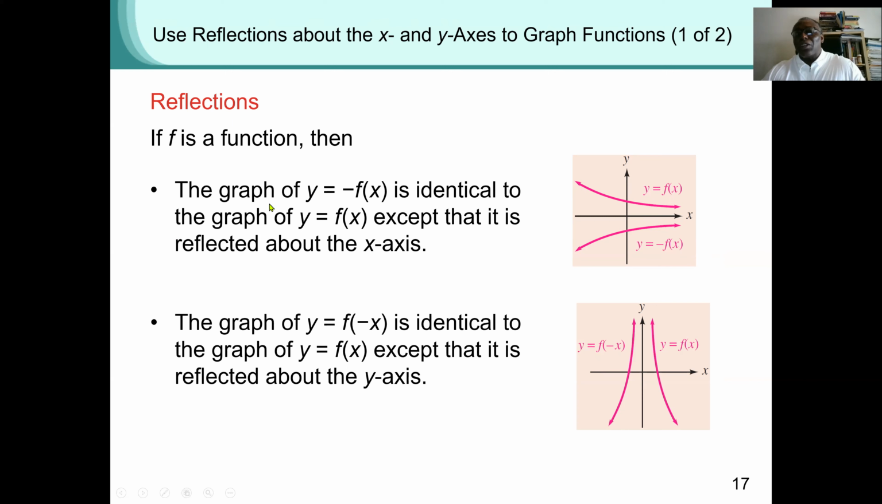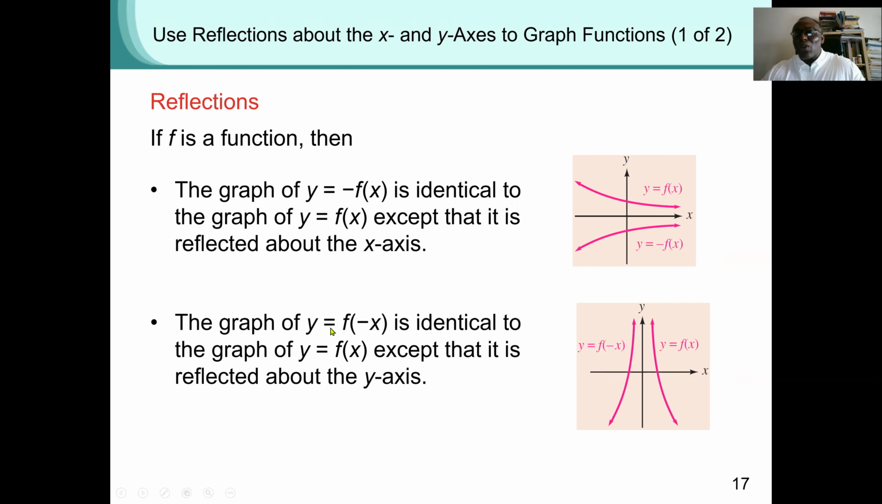So we say if we have a graph of y equal to negative f(x), now this negative affects all the elements in the function. So if the function is whatever x is, it affects everything. So if it's x cubed plus 3, it affects both. It's identical to the graph of y equal to f(x), except that it is reflected about the x-axis.